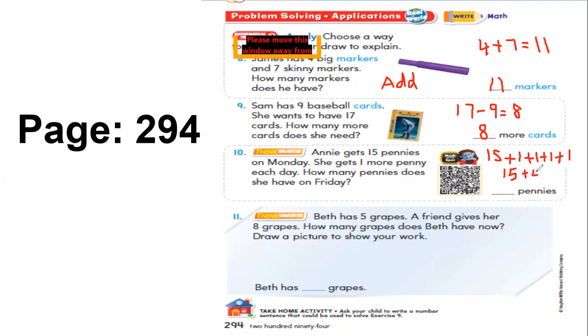So 15 plus 4, that is addition. We are going to add. So what is 15 plus 4? Yes, very good. Lamar, Miral, excellent. So that gives you 19 pennies. So on Friday, she has 19 pennies.